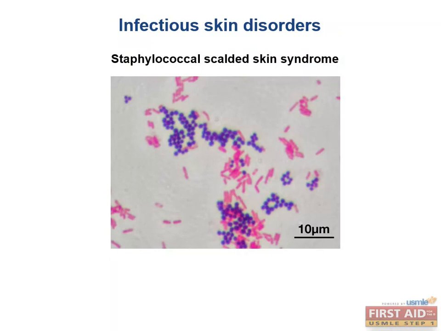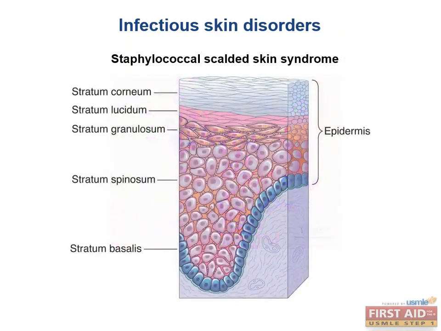Here, an exotoxin that is released by Staph aureus destroys the attachments between keratinocytes, all within the granulosum layer of the epidermis. Patients develop a generalized erythematous rash with loss of the layers above the granulosum. Classically, this disease is thought to happen in newborns and children.